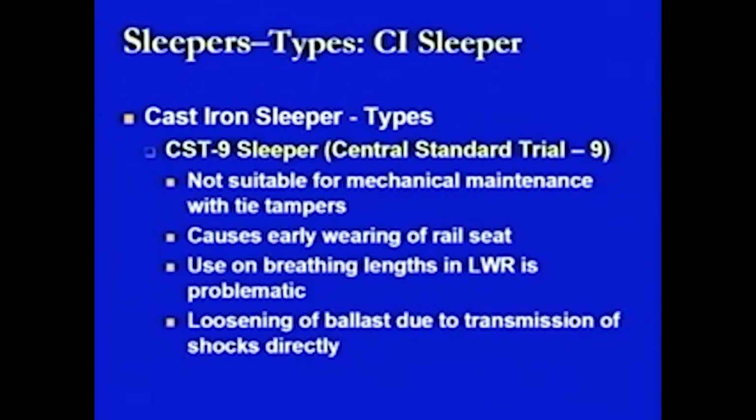Then they cause early wearing of the rail seat. This is one of the disadvantages of CST9 sleepers. The use of breathing lens in LWR is problematic. This is another problem related with the use of CST9 sleepers, and the loosening of ballast due to transmission of shocks directly.